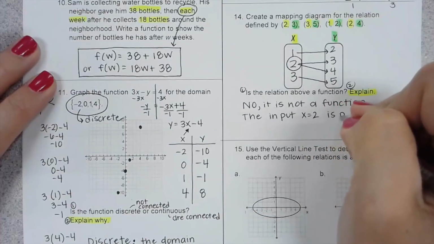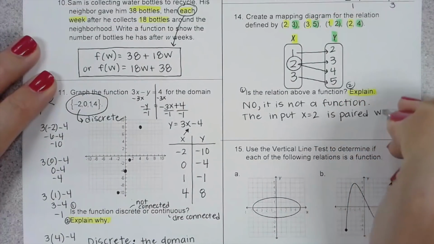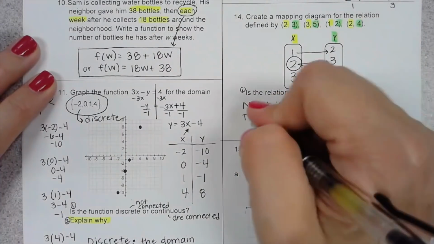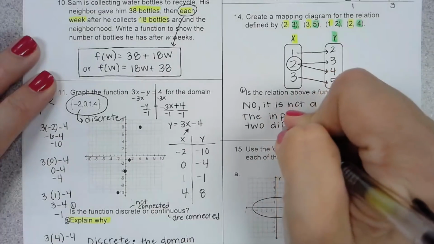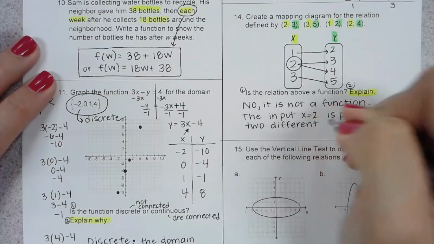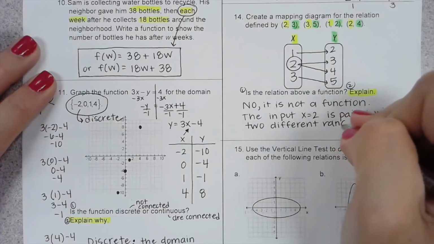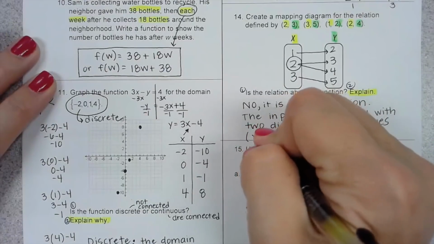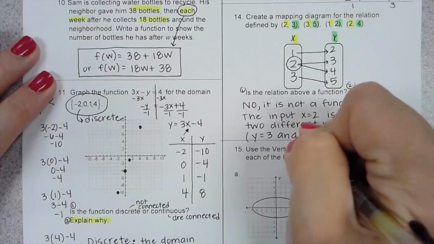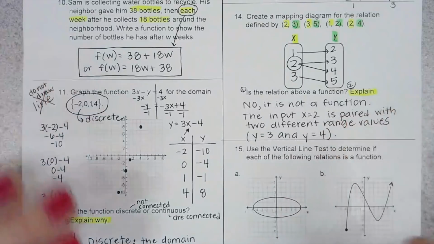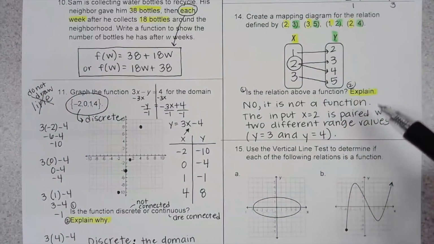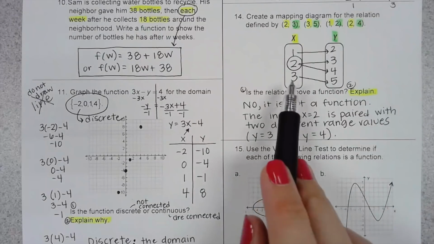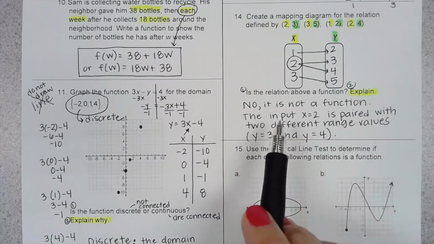is paired with, and then there's a couple different ways that you could word this. You could say that it's paired with two different y values. You could say that it's paired with two different range values. You could say that it's paired with y equals 3 and it's paired with y equals 4. There's lots of different ways that this could be worded, so don't worry about memorizing my way. Just make sure that when you're doing it, you pick a way. You could say there is an x in the list that goes to two different y's, and so that would be another way that you could word this.